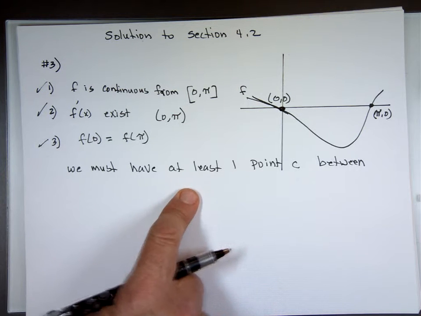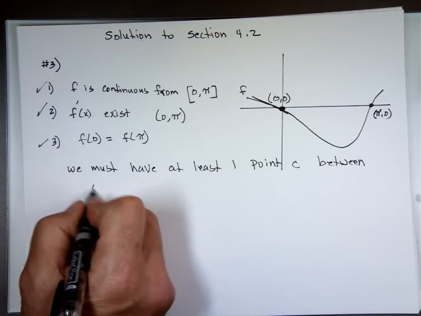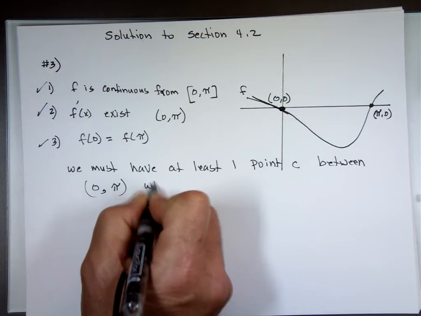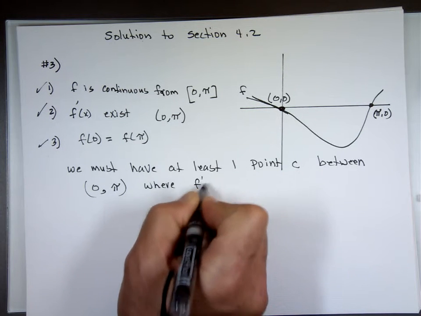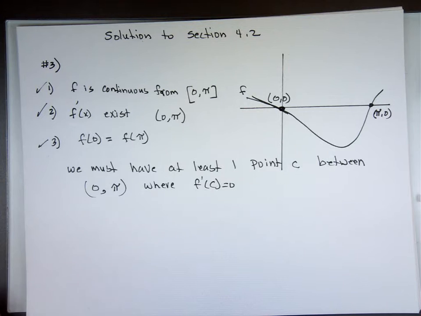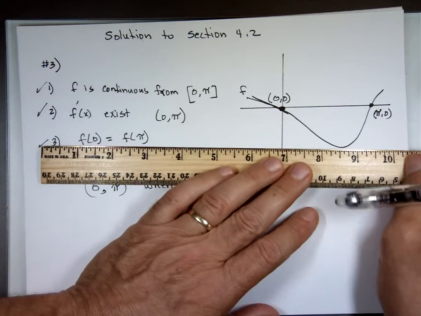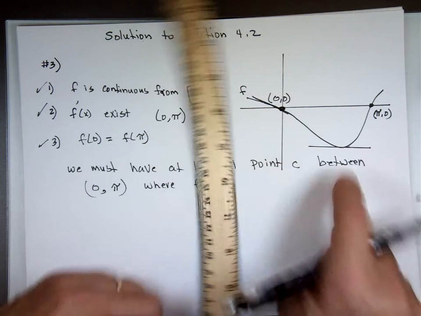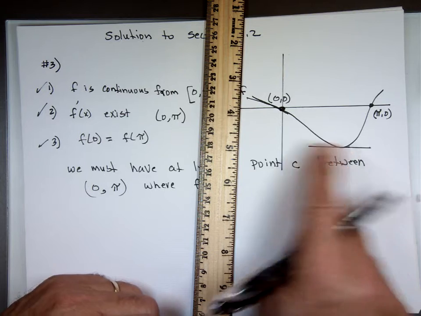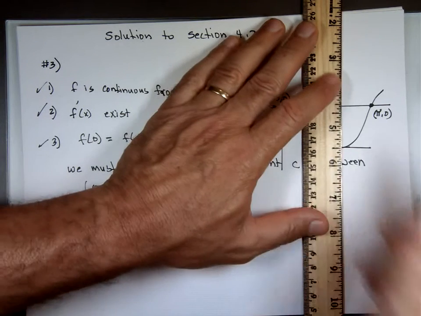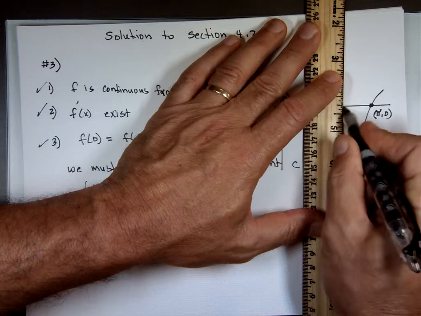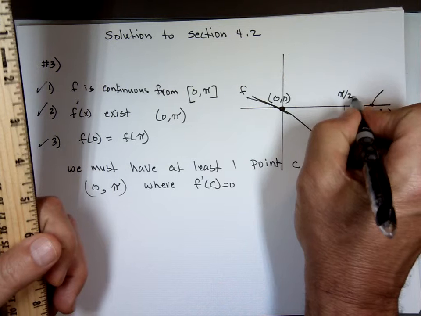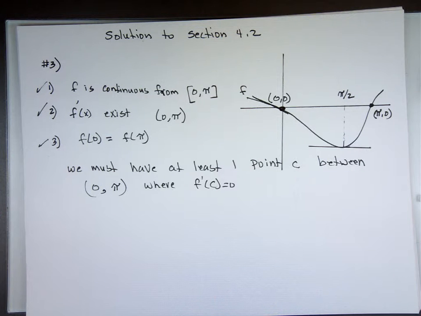We must have at least one point C between 0 and pi, somewhere between them, where the derivative f prime of C is equal to 0. And where is f prime of C equals 0? Is right here. The derivative is the slope of the tangent line. What does your tangent line look like? Horizontal. What is the slope of a horizontal line? 0. So you go up there and you read that value. And if I look at my graph there, it looks like pi over 2 on the screen. So C must be pi over 2 there.